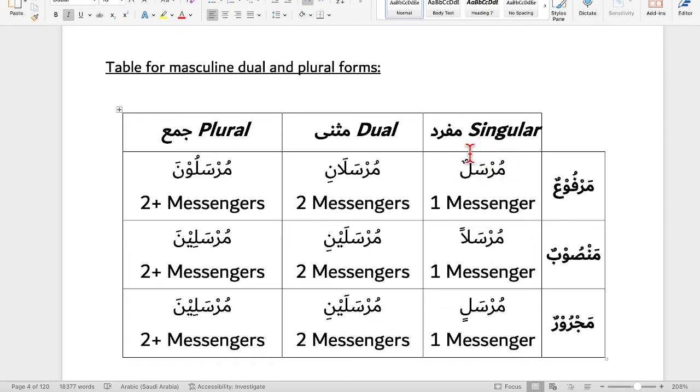Now we can just replace this noun with some other word. For example, let's take muslimun, musliman, muslimin. So muslimani, muslimaini, muslimaini, muslimuna, muslimina, muslimina. You have noted that the word changed, but it still followed the same pattern.